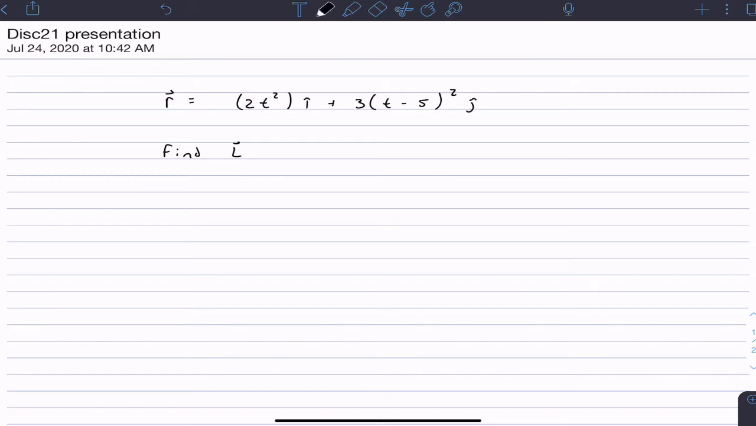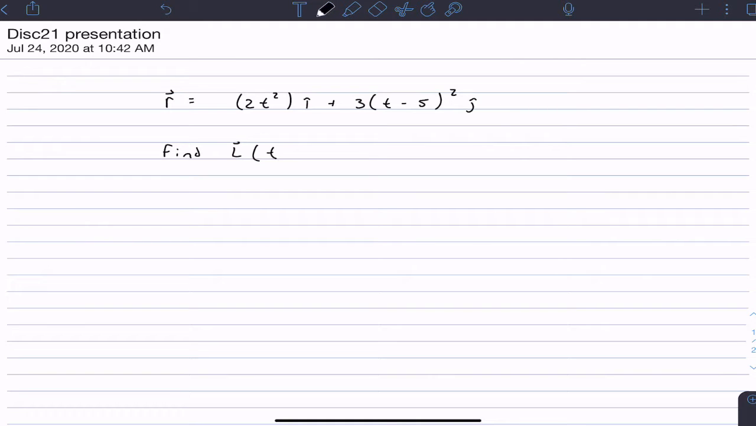Hey everyone, welcome back. We're going to be working on this problem for discussion 21 from the worksheet. We are given a position vector, and we are asked to find the magnitude of the angular momentum at t equals 5 seconds.